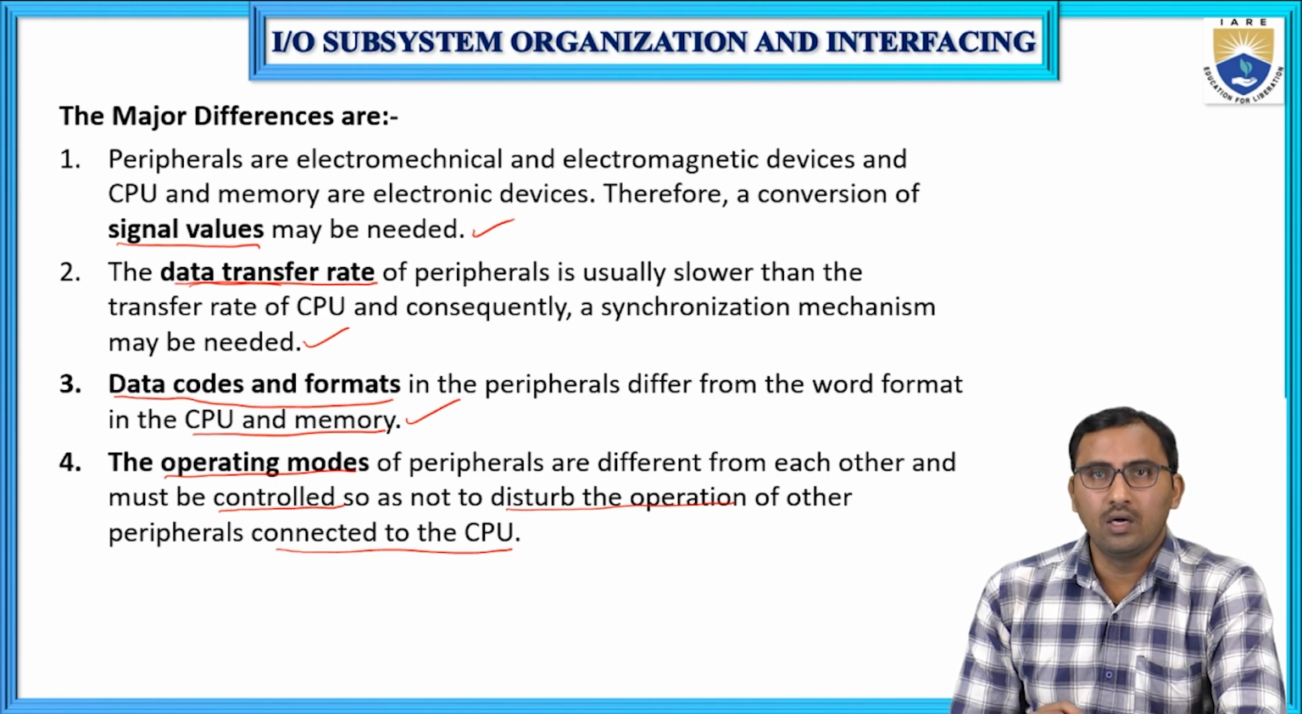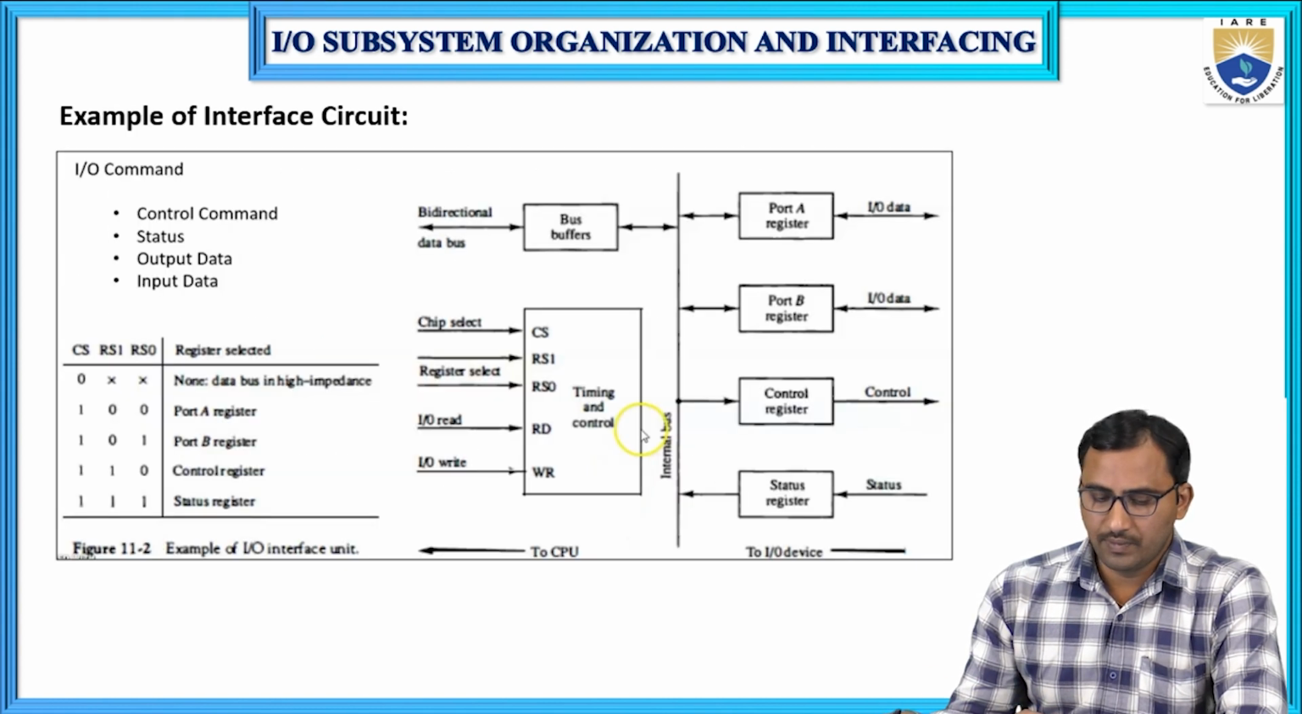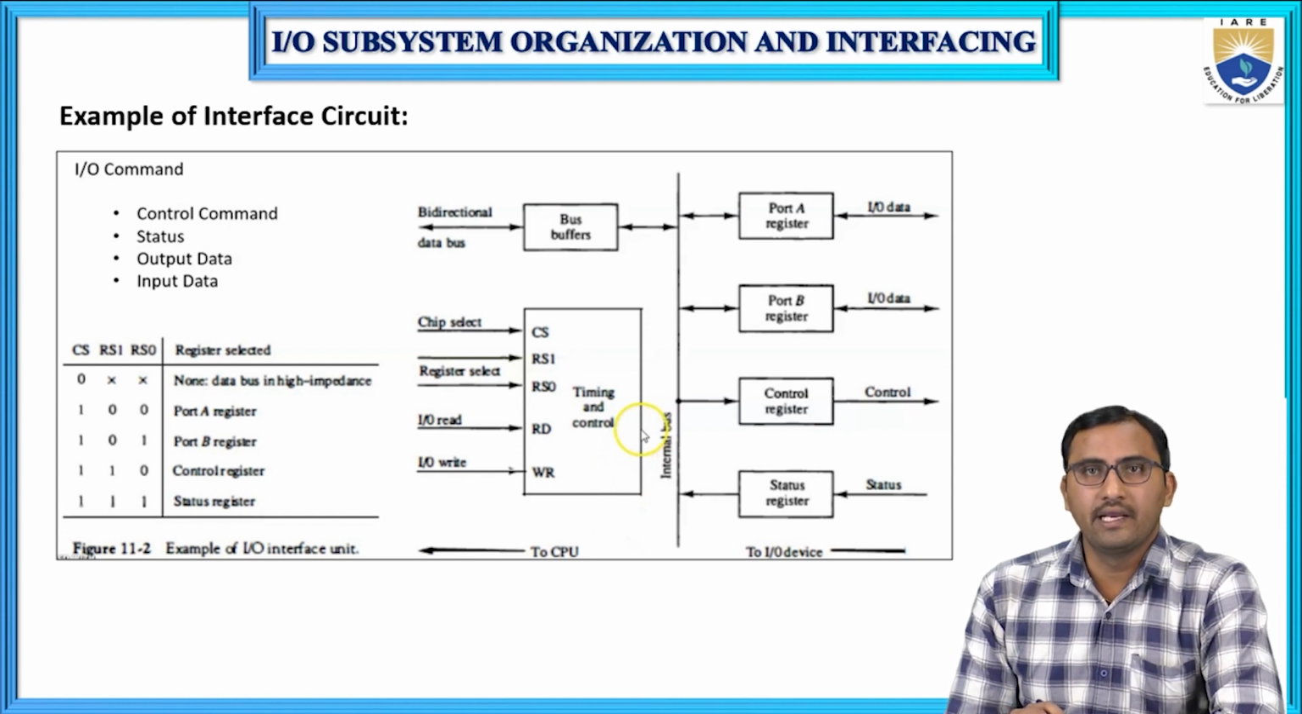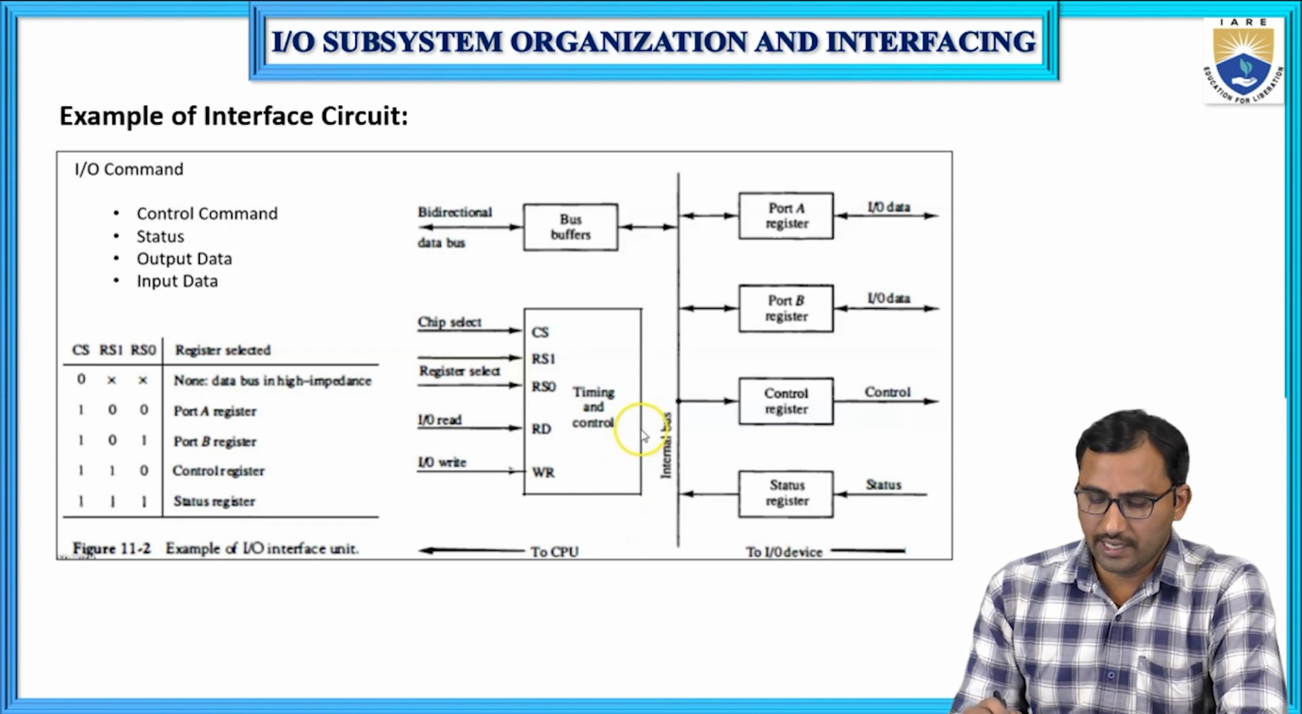In order to resolve those differences, we are using a special communication link or special communication component circuit between the CPU and IO devices. That is nothing but the interface circuit. So here you can see an example of the interface circuit.